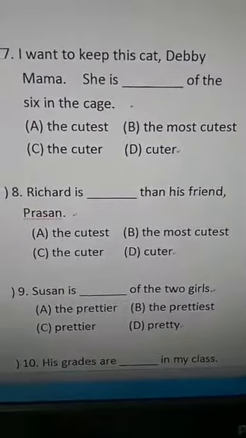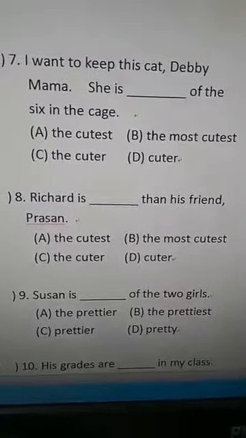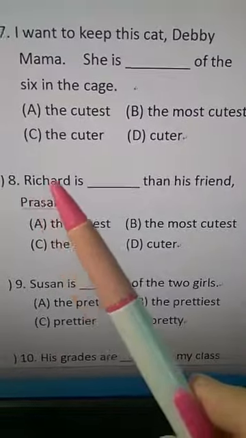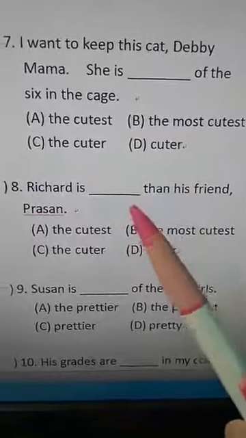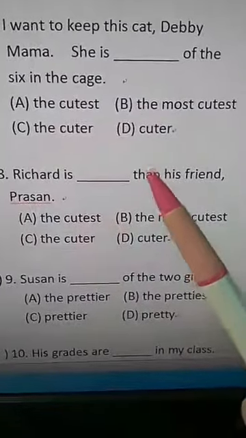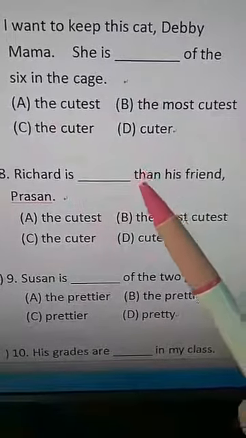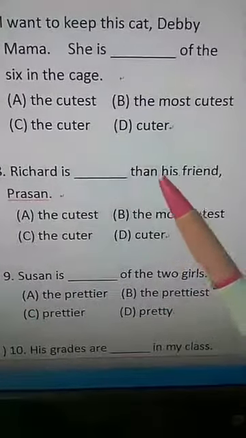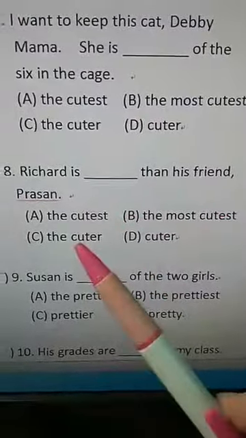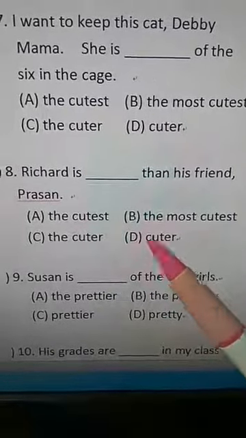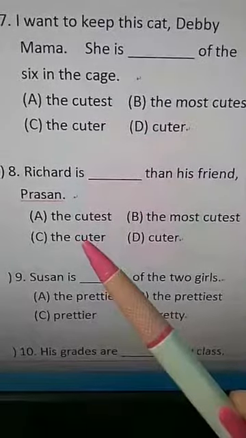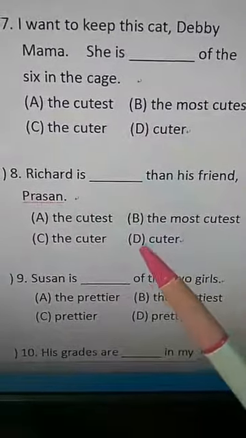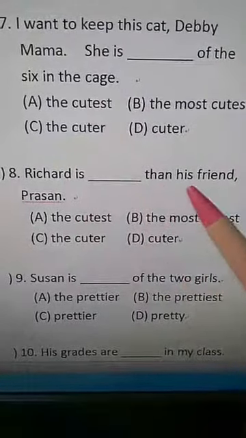Okay, what's the answer? And people, my friends, tell me what's the key word in this sentence. What is the key word for question number 8? Where is the key word? Than, right? THAN. It is the key word. So you have to use what? Comparative form. Don't use A, superlative. B, totally wrong. C, comparative. D, comparative. Some people say C, some people say D, and the answer is D. Cuter. Richard is cuter than his friend Present.